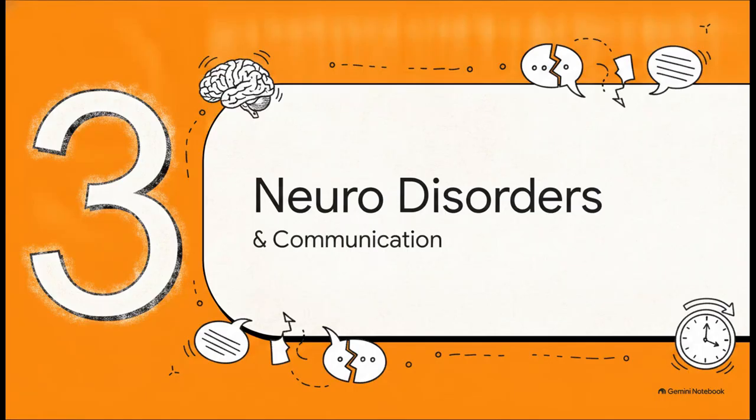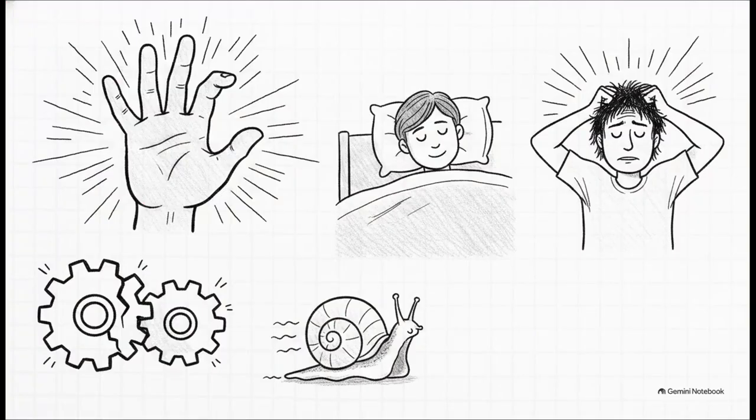Let's jump into Section 3, Neurodegenerative Disorders and Communication. Okay, shifting gears from acute events to slow-onset neurodegenerative disorders, let's look at Parkinson's disease, which is a progressive movement disorder slightly more common in men. You need to memorize these 4 major clinical signs: resting tremor, muscular rigidity, bradykinesia, and an asymmetric onset.